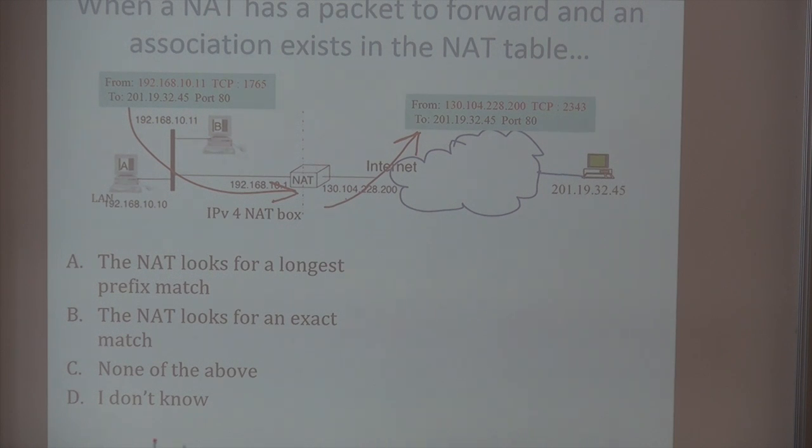Quick question. When a NAT has a packet to forward and an association exists in the NAT table, what kind of matching does it do?